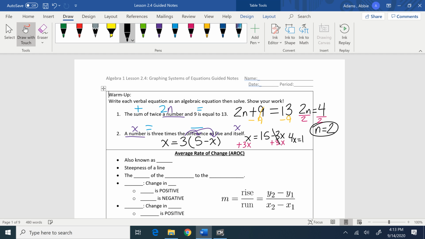So 4x equals 15. Now I know that 4 does not go into 15 evenly, and I'm okay with you guys just keeping it as a fraction, so I'm going to divide both sides by 4. That's our division property of equality. That negates the multiplication, so I have x equals 15 divided by 4.